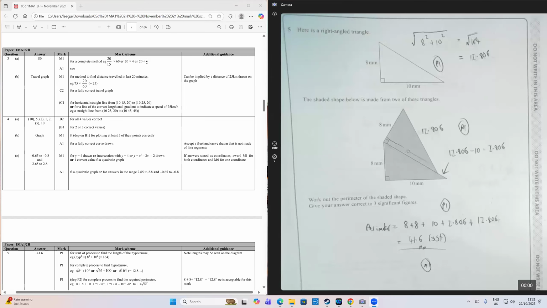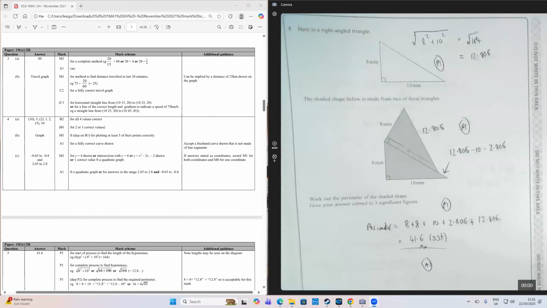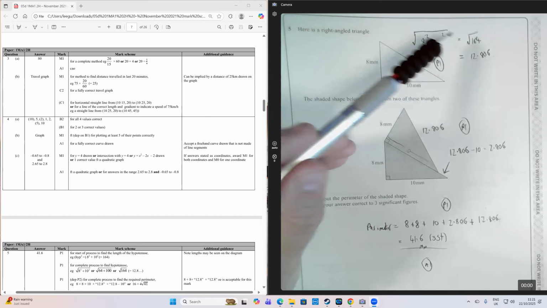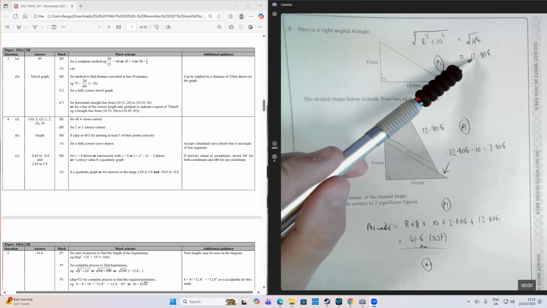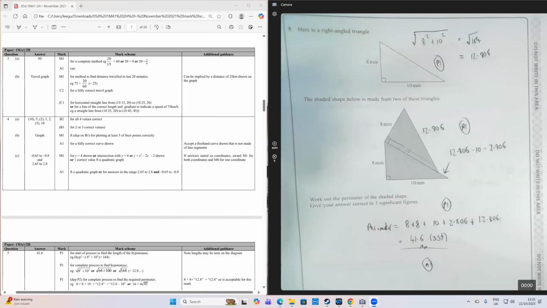Okay, so first of all, we could do with knowing the length of our hypotenuse, and that's going to be Pythagoras. So we're going to do 8 squared add 10 squared, square rooted. It's going to be 64 add 100, so root 164, and that is 12.806. So we know that length there.